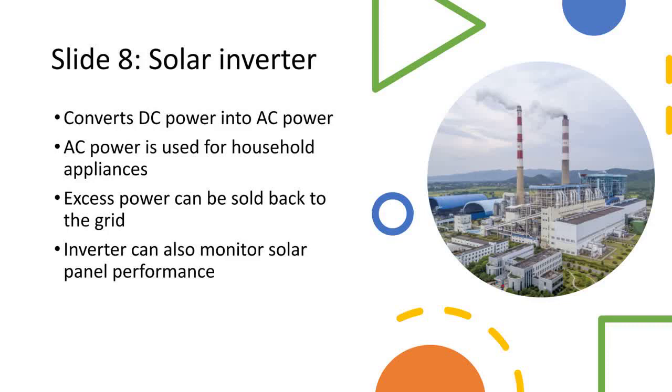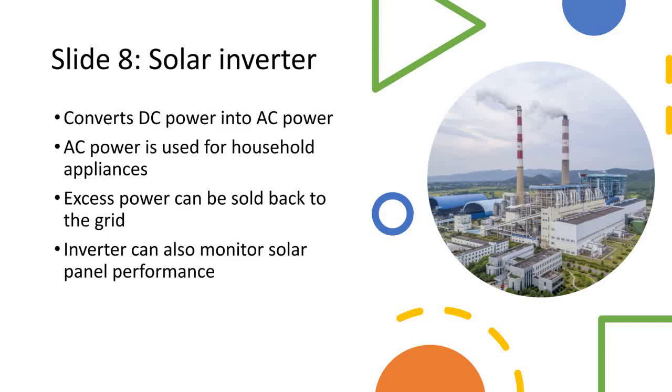Excess power generated by solar panels can also be sold back to the power grid, providing a source of revenue for solar panel owners. In addition to converting DC power to AC power, the solar inverter can also monitor the performance of solar panels, ensuring that they are operating at peak efficiency. The solar inverter is an important piece of technology that enables solar panels to provide clean and sustainable energy to homes and businesses. As we move through this presentation, we will explore the ways in which solar inverters can be optimized for maximum efficiency in solar panels.